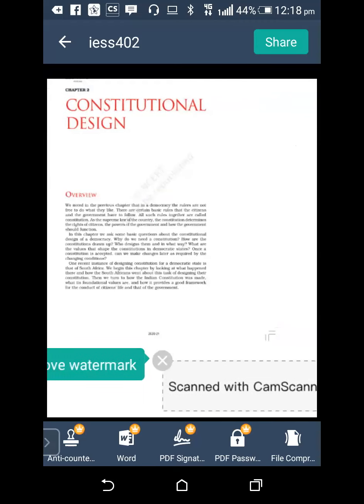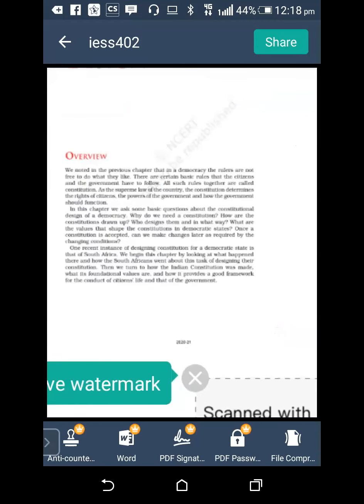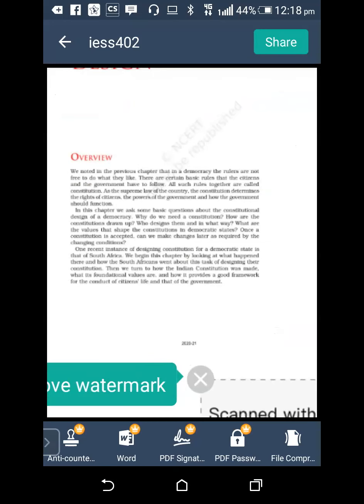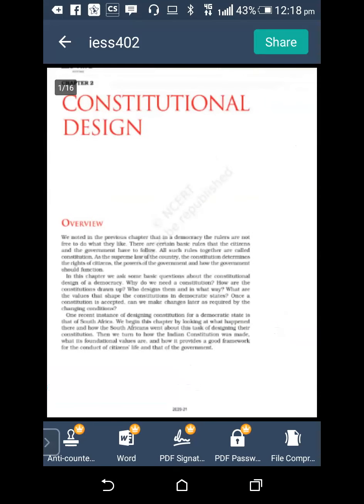here it is, enlarging for you. In this chapter, we ask some basic questions about constitutional design in a democracy. There are two things. Design of constitution, number one. Number two, design of democracy. If we compare with our Indian constitution, right? So we have these two things. One is constitution design, and another is democracy.